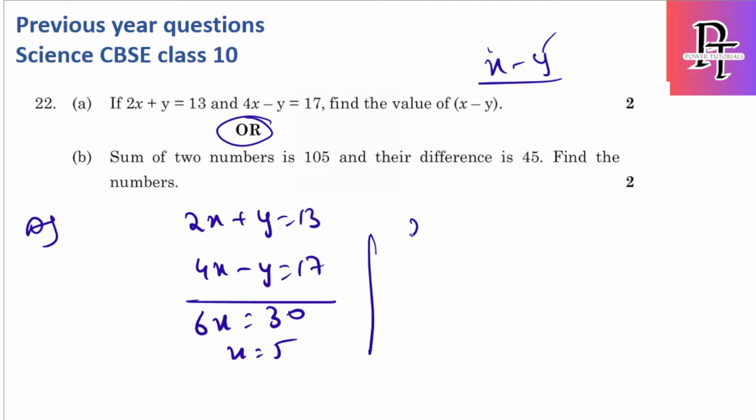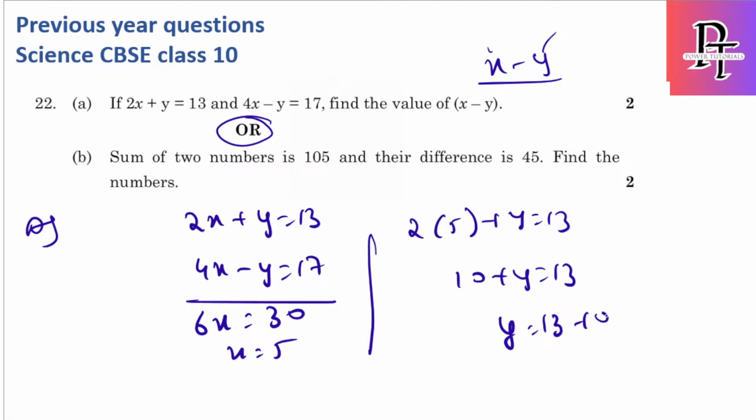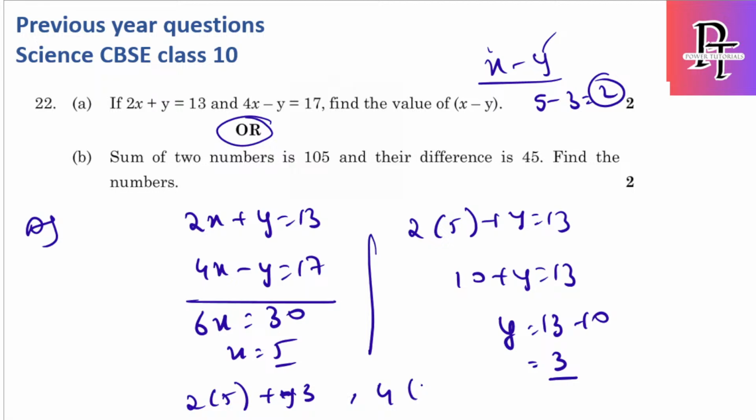If x is 5, 2 into 5 plus y is equal to 13. 10 plus y is equal to 13, so y is equal to 13 minus 10, which is 3. I got both the values, 5 and 3. The x minus y value is simple: 5 minus 3 is equal to 2. Also, just verify whether these values are correct. 2 into 5 plus y, 10 plus 3 is 13, correct. Second equation, 4 into 5 minus 3, 20 minus 3 is 17.